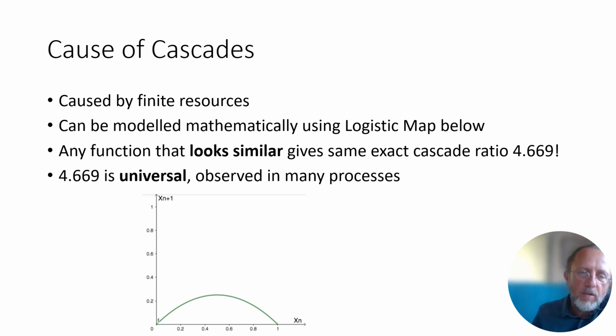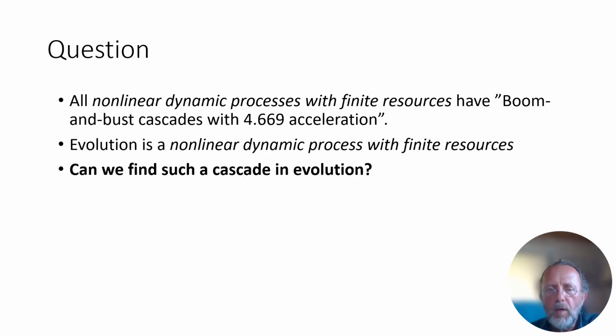And this is the universal constant, 4.669. So we think that all non-linear dynamic processes with finite resources have boom and bust cascades with 4.669 acceleration. Evolution is a non-linear dynamic process with finite resources. So the question is, can we find such a cascade in evolution?